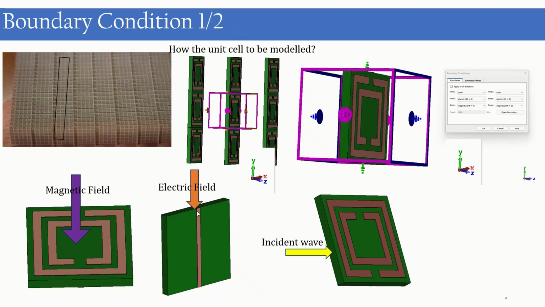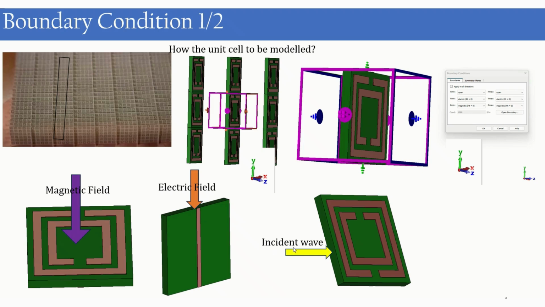And the strip is actually excited by the electric field. So for that, we have to apply the electric field along this strip. So as these strips are in these directions, we have to provide electric field here and here. That is along the y-axis, we have to provide the electric field. That's why y minimum and y maximum are the electric field.